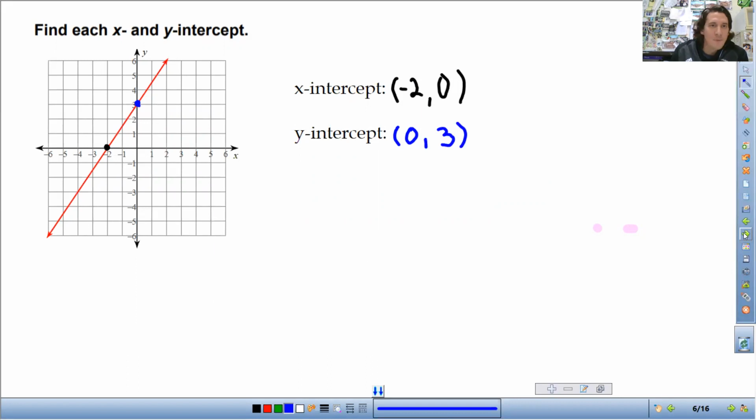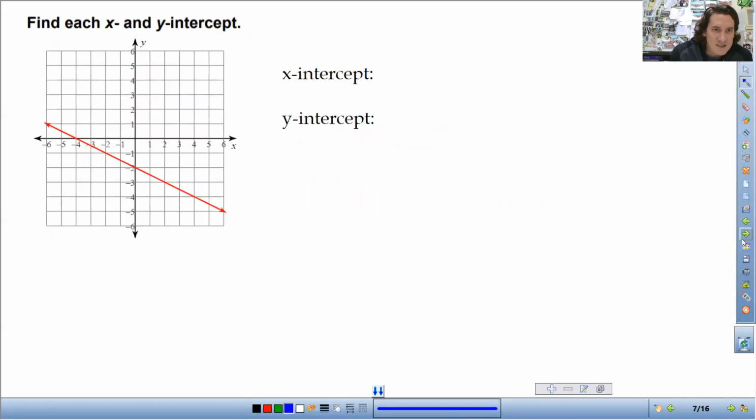Let's do one more. So find each x and y intercept. So the x-intercept, we'll do this one in green, is right here. The x-coordinate is -4, so that's at the point -4, 0. The y-intercept is right here at -2, so the coordinate at that point is 0, -2. And that's it for finding the x and y intercept when you're looking at a graph. It's that easy. Just find where the line crosses the x and y axis.